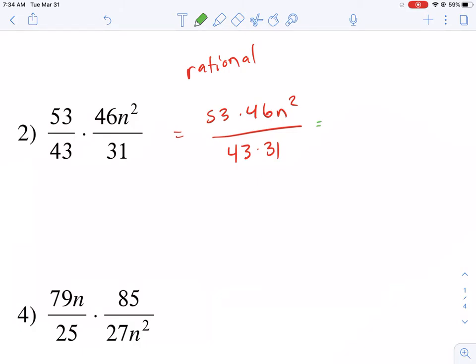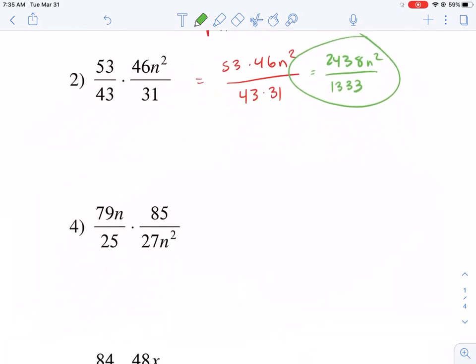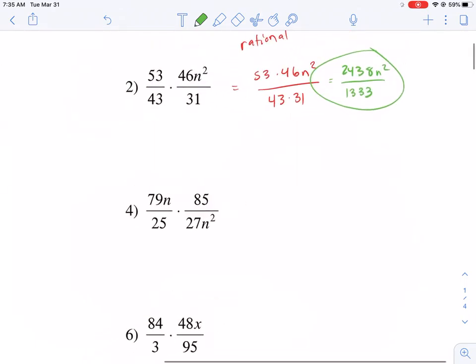When we do that, let me get my calculator. 53 times 46, we get 2,438, and don't forget about the n squared. Divided by, we're going to do 43 times 31, and we get 1,333. And that is as reduced as it can be because there are no common factors. So let's go ahead and move on to a different problem.